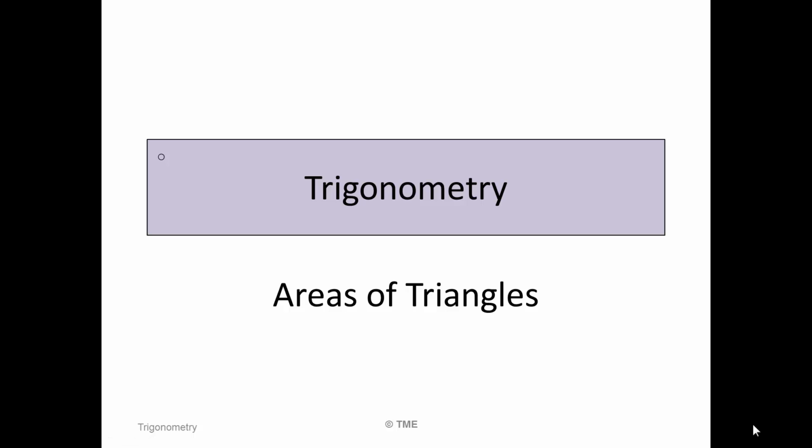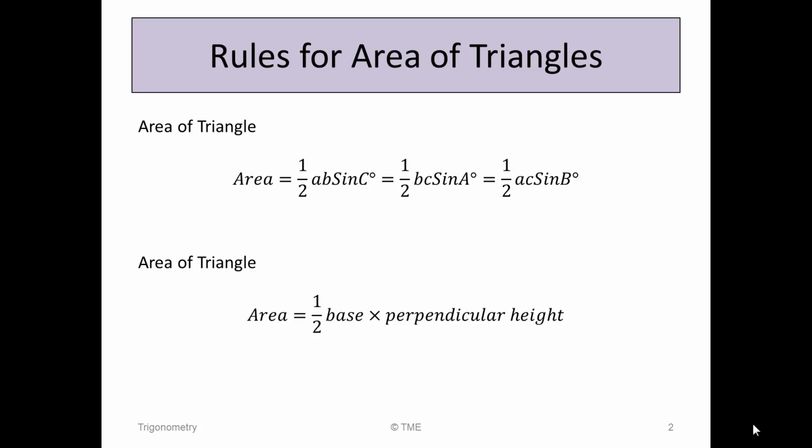Trigonometry, areas of triangles. There are two methods for calculating the area of triangles. The first uses a formula. Area is 1 over 2 AB sine C, or 1 over 2 BC sine A, or 1 over 2 AC sine B. This is effectively the same formula. It just takes two lengths, A and B in this case, and the shared angle between them.